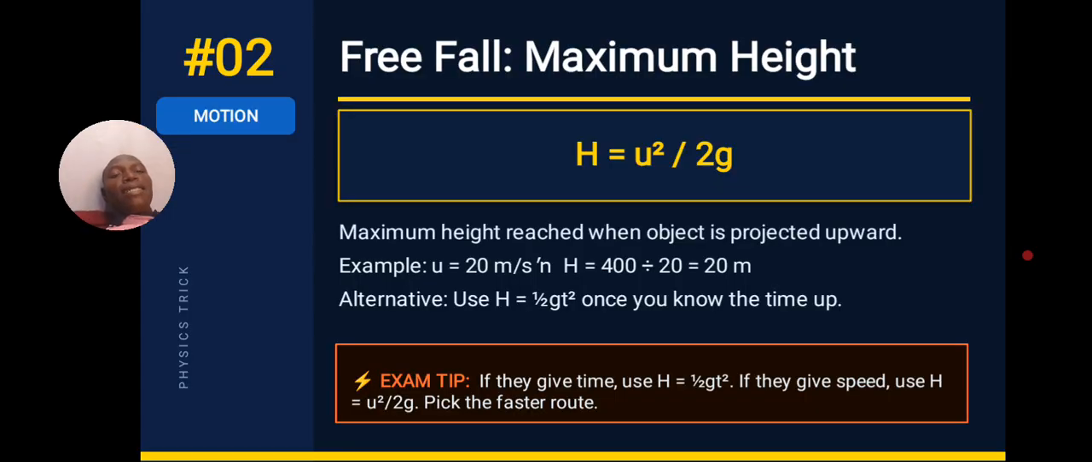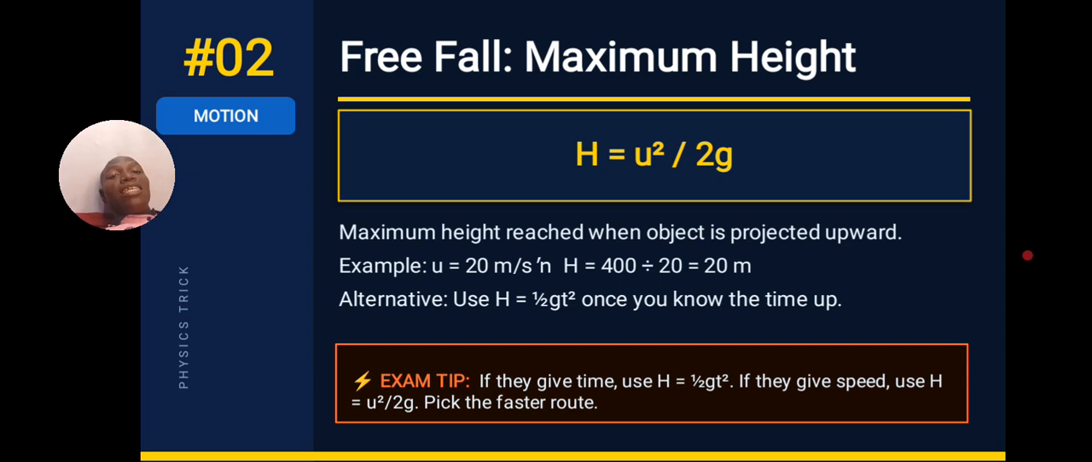Now, the second trick is that, remember, all the questions we have been answering are about time. Now, they might ask you a question on maximum height. JAMB might ask you, okay, now, not time, calculate the height it will reach. Now, to calculate the height it will reach, they will give you the initial velocity. They may not give you G. G remains constant. So here is the formula you are going to use. H is equal to U square all over 2G.